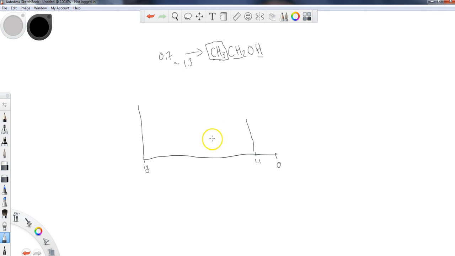Now, for those of you that may have seen other NMRs, yes, there is splitting, but that's going to be a separate topic, so we're not talking about that right now. We're just showing where the signals would appear, okay? So yes, this would be a triplet for those of you that are looking for that sort of stuff, and we'll do that in a different video.